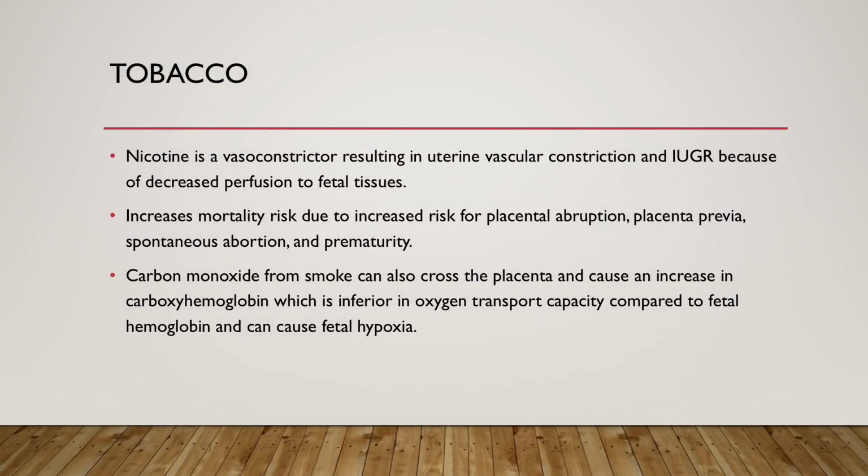The next teratogen is tobacco. So tobacco is another social exposure that can be a teratogen. Nicotine in tobacco is a vasoconstrictor that results in uterine vascular constriction and intrauterine growth restriction because there's decreased perfusion to the fetal tissues. There's an increased mortality risk due to increased risk for placental abruption, placenta previa, spontaneous abortion, and prematurity. And placental abruption is when part of the placenta tears off and there can be a large bleed, as well as placenta previa, which is when the placenta is lying over an area where it should not be, and this can be harmful to the fetus.